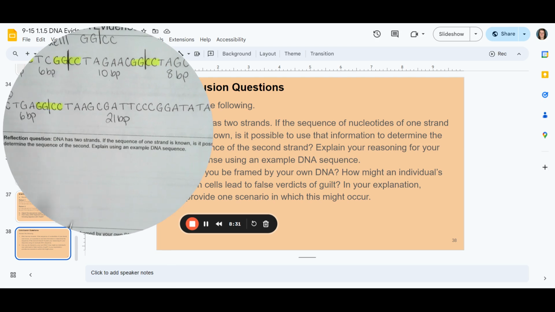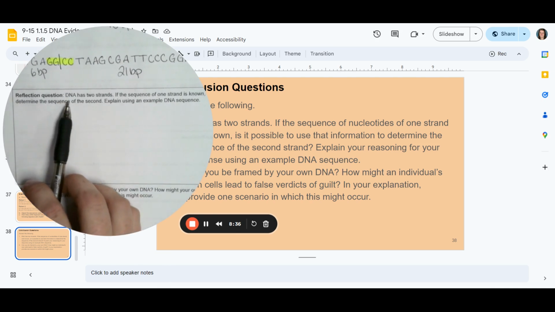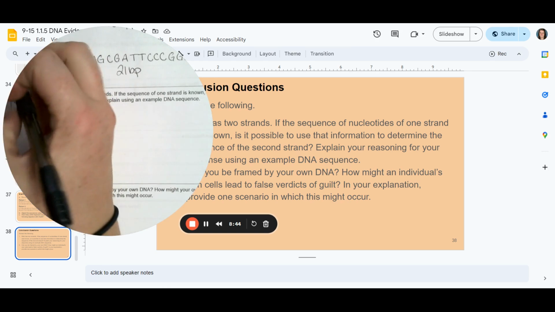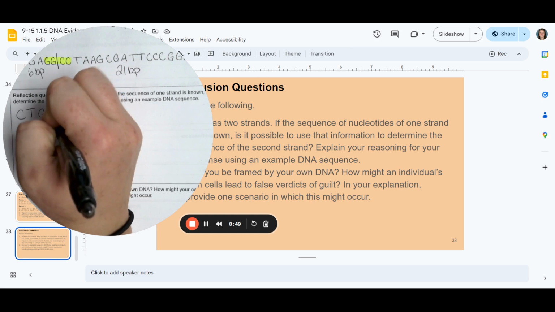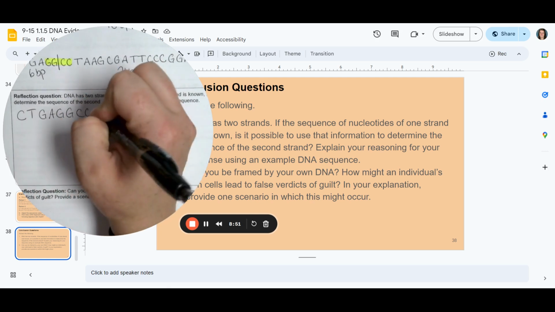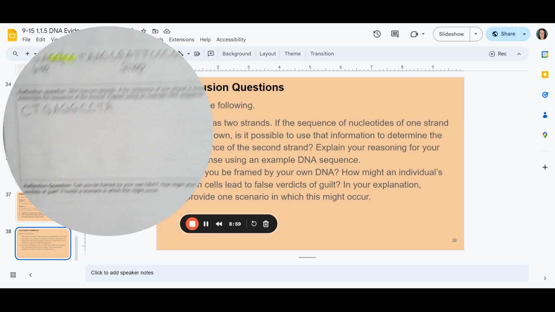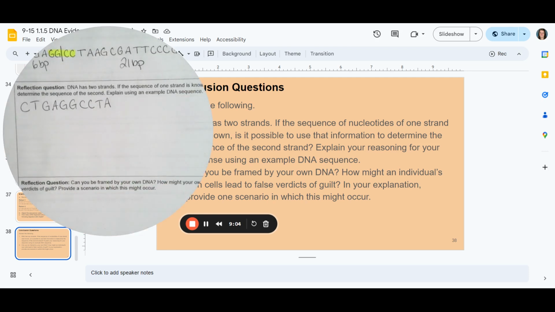So there are 2 questions to think about before you finish activity 1.1.5. If DNA has 2 strands and the sequence of one strand is known, is it possible to determine the sequence of the second? Essentially, that's saying if you knew a sequence CTGAGGCCTA, could you tell me what that second strand is and how do you know? So think about the notes that we did on Thursday and Friday. If I gave you that sequence, what would the complementary sequence be and how do you know?